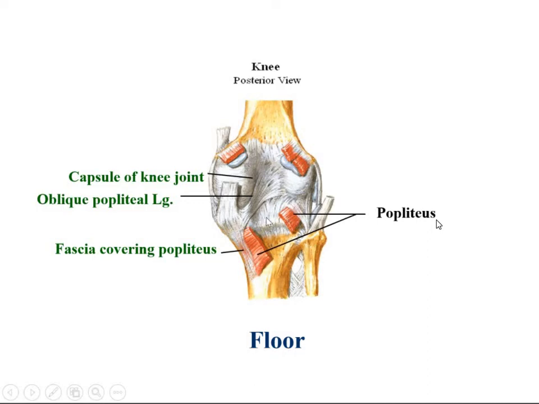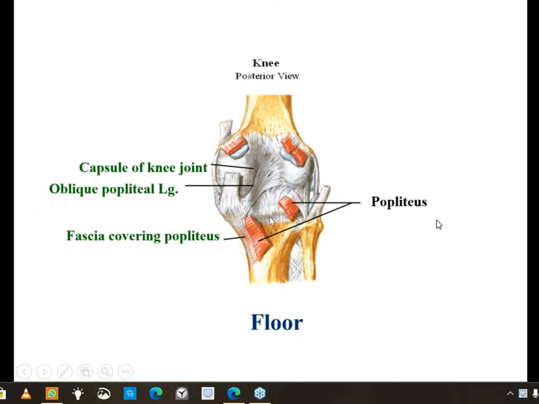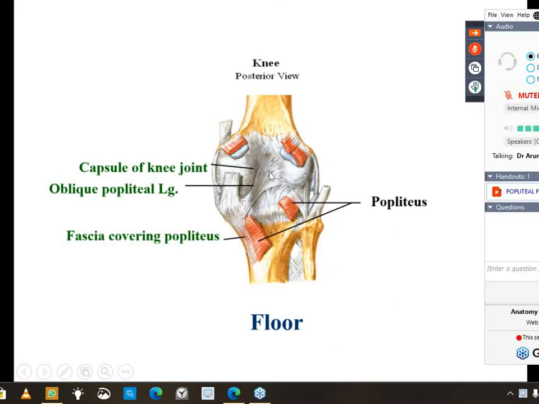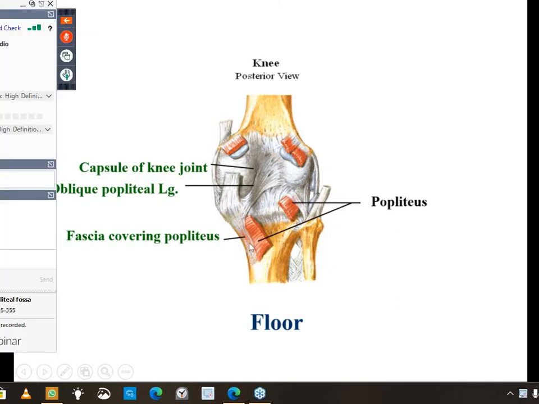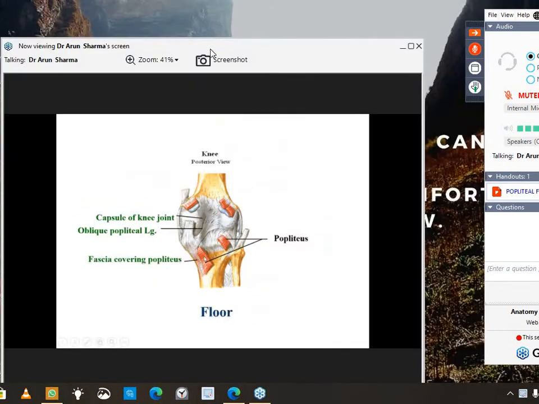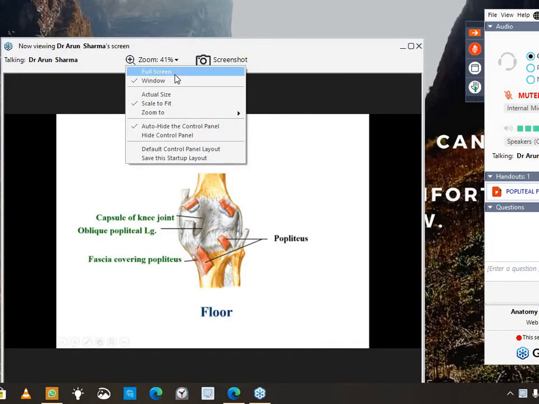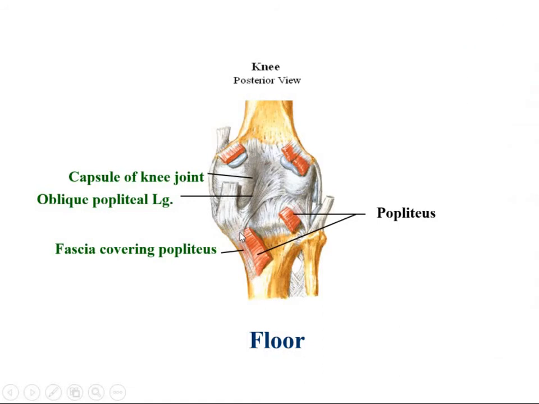So this upper part, the condyles of tibia. Then we have the oblique popliteal ligament which comes under it, and then the fascia covering the popliteus muscle. Okay? So this is your popliteus muscle. So the fascia covering the popliteus muscle will also come under the floor of the popliteal fossa, or form the anterior wall of the popliteal fossa. Okay?